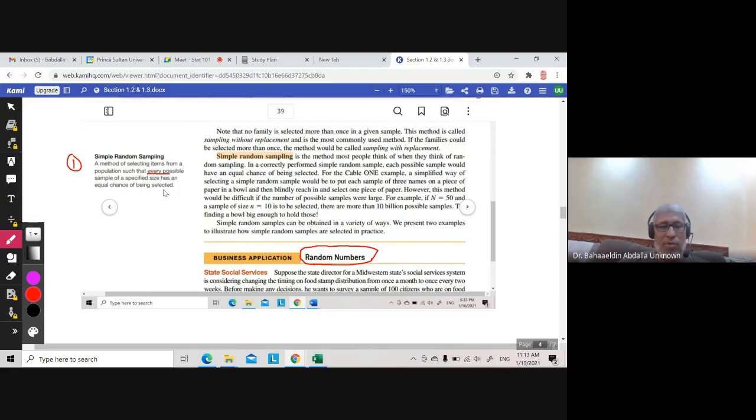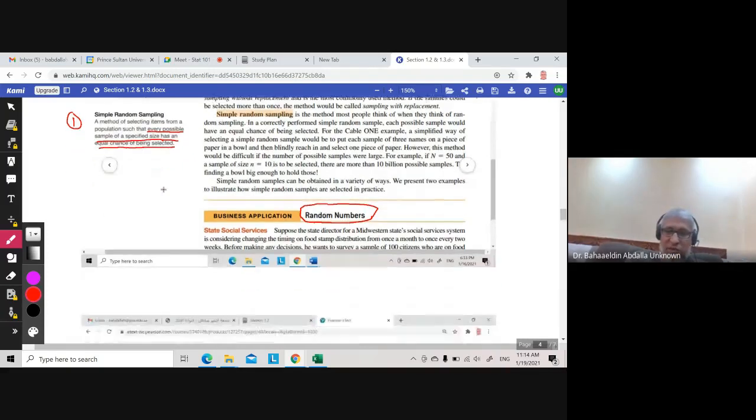So every possible sample of a specified size has an equal chance of being selected. Every member in the population has the same chance of being selected. That is, if we have 30 students in the class, each student has the same chance to be selected, and I select, for example, 5 students randomly by random numbers. For example, I put 1 to 30 in a box and I select, or I ask Excel or the calculator to select 5 numbers, so it gives, for example, 2, 20, 25, 15, 17. These 5 numbers are randomly selected. This is the first method.